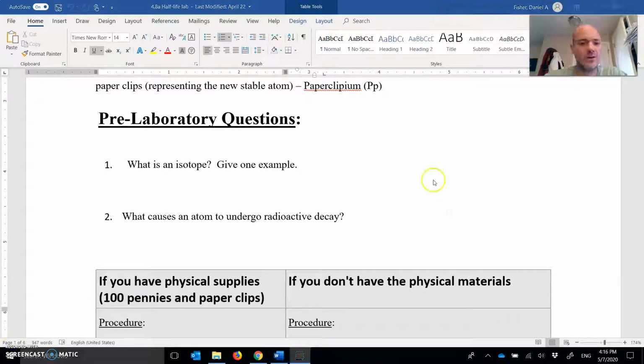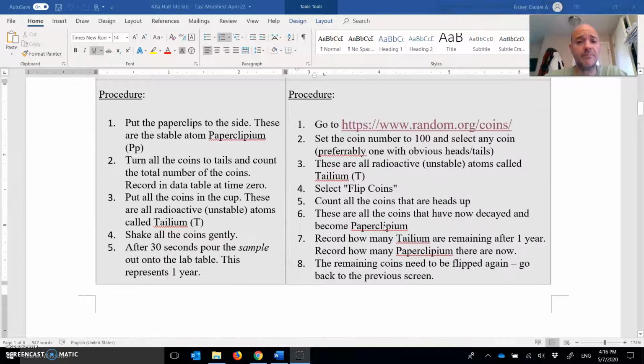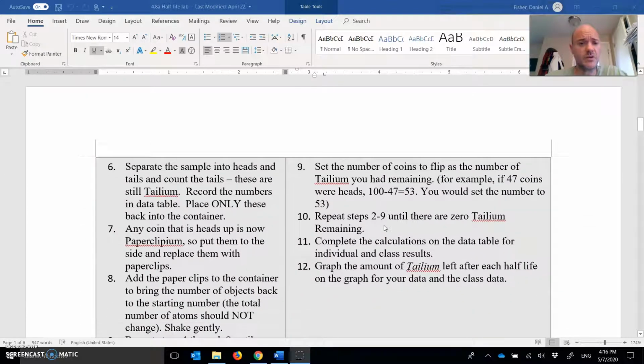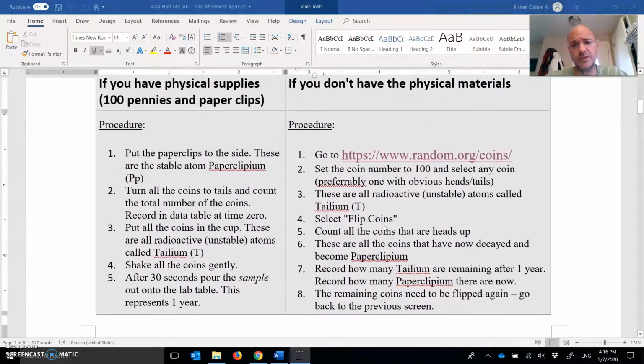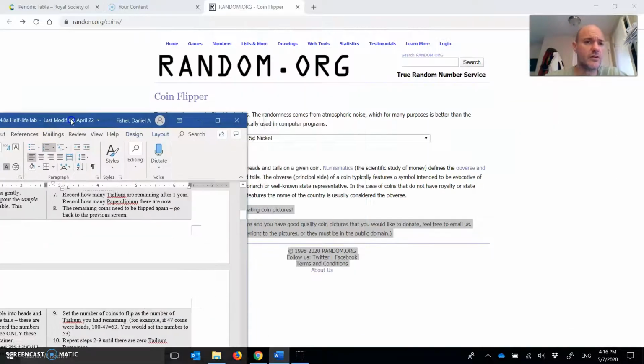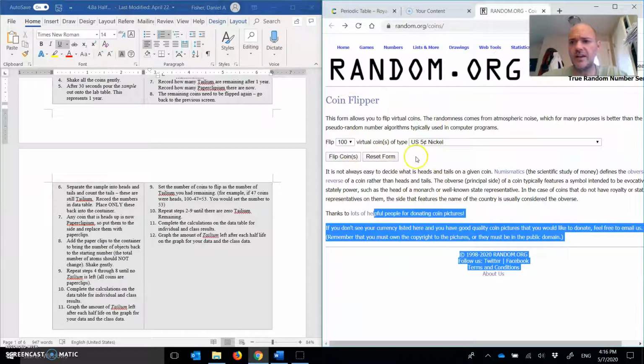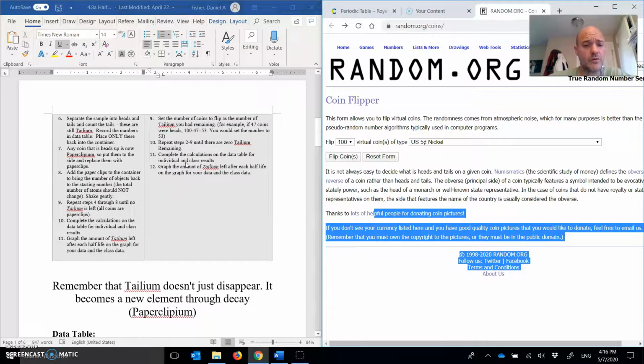So what we're going to do is I'm going to do the version of the lab that doesn't require the physical materials. I'll do it online so I can show you what I'm doing and we can talk about it. Here's how this is going to look. I'm going to move this over here and set that up. So hopefully you can see all of that now. We'll go through this process.